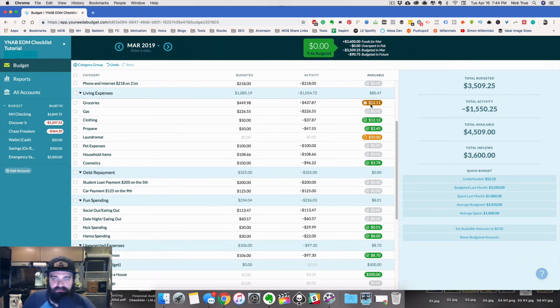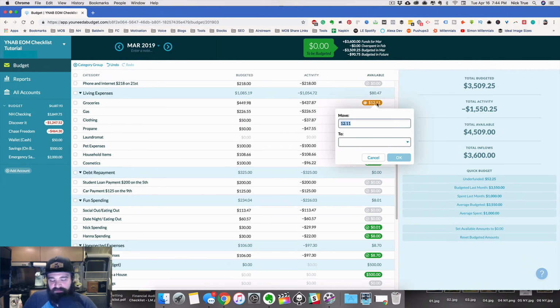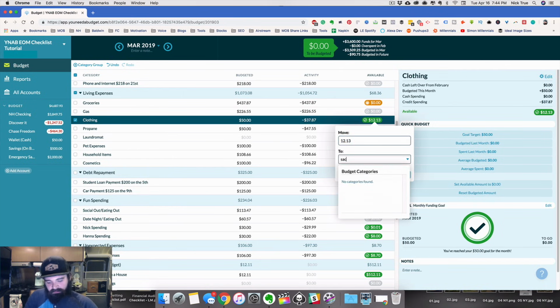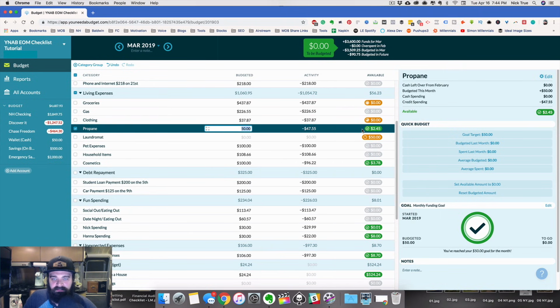Now you'll notice that even though this is orange, we have money left in groceries. Groceries is one of those categories that I actually don't care to try and roll over and build up money. So I'm actually going to move this down to one of my savings goals, maybe like a down payment for a house. Clothing, I also don't care about that, so I'm going to move it down to one of our savings goals as well.